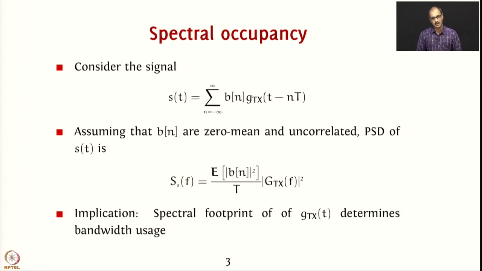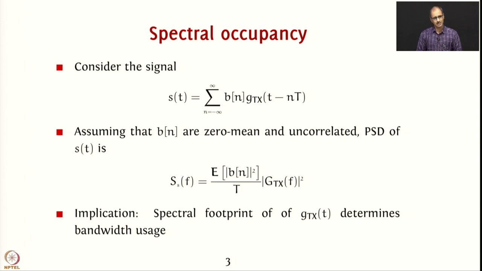We have s(t) equal to the summation over n from minus infinity to infinity of b_n g_TX(t minus nT). This is the standard approach of using the pulse g_TX to send the symbols b_0, b_1, b_2, etc., separated by T seconds in between each pair of symbols. So you are essentially sending one symbol every T seconds using the pulse g_TX(t).